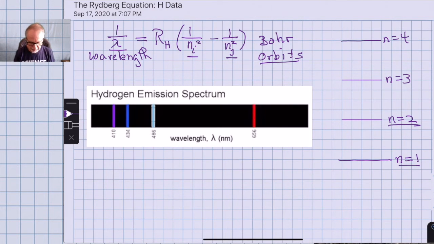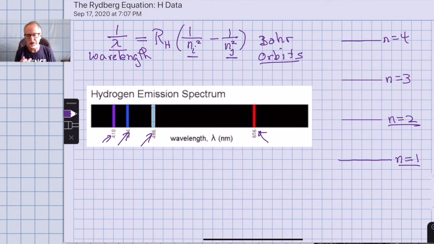So we've got these lines here, a red line at 656. And there's a green one, and there's a blue one at 410. There's a violet one. And the reality is, of course, in the data that we've collected, that violet line is so weak that we didn't see it with the devices that we had to collect the data. So we have just 3 lines that we're going to be using to analyze: the red line, the green line, and the blue line.